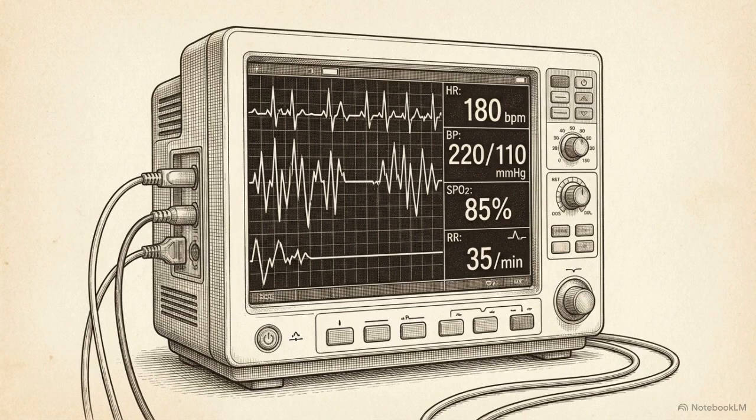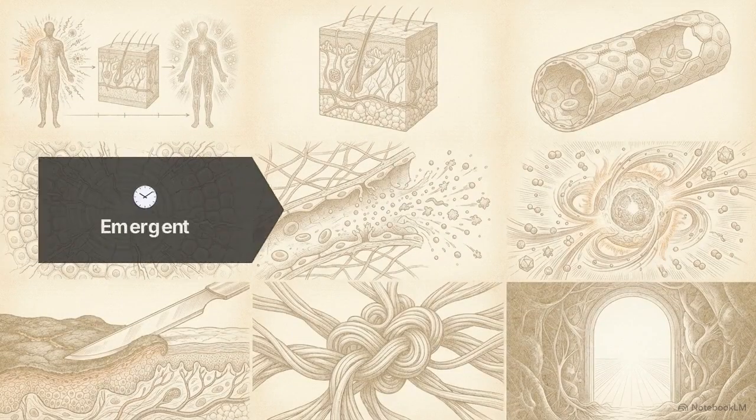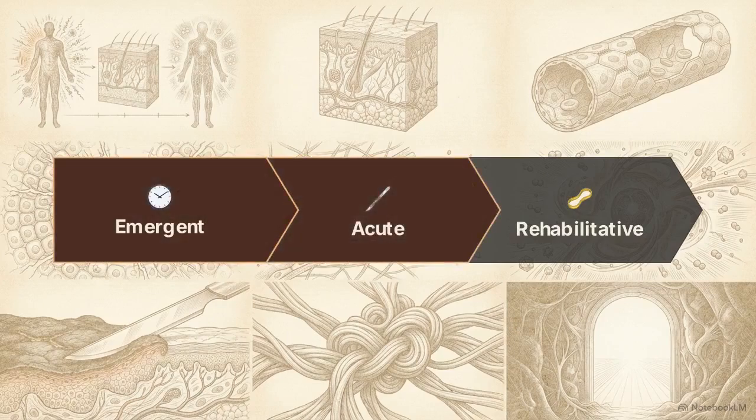Clinicians must actively track and treat a rapidly shifting physiological target, rather than simply managing a static wound. This timeline dictates the matrix of care. It consists of 3 distinct, overlapping phases: emergent, acute, and rehabilitative.